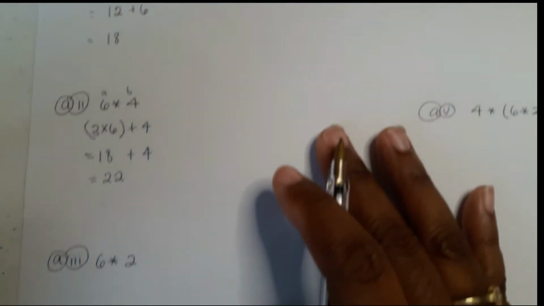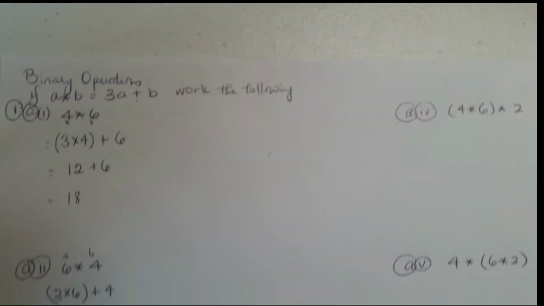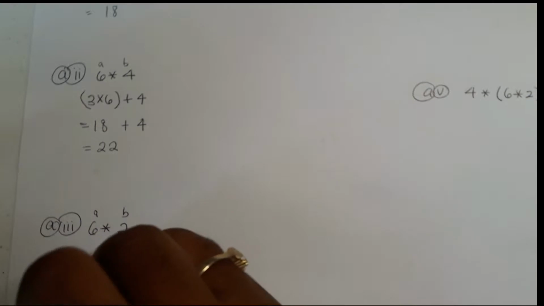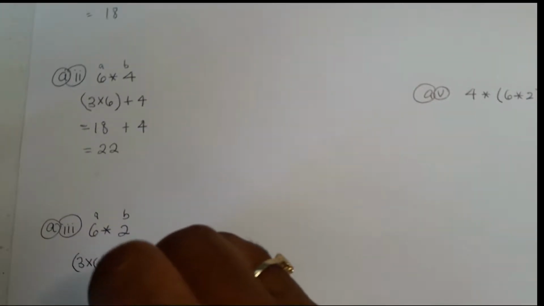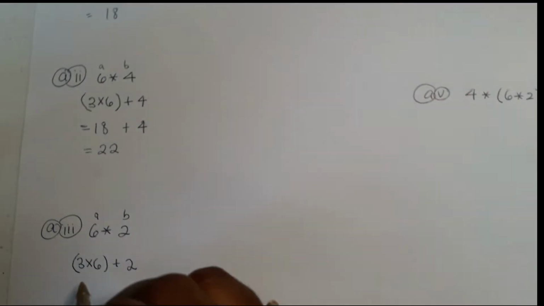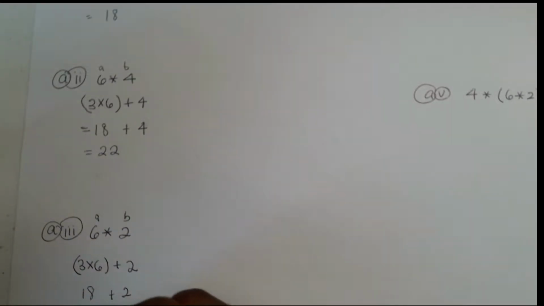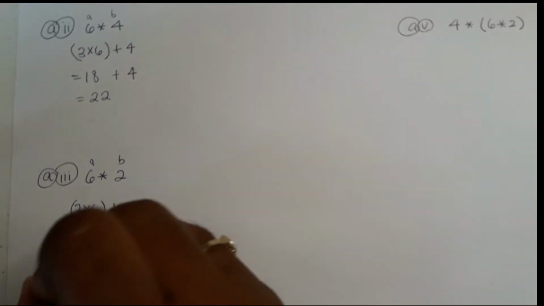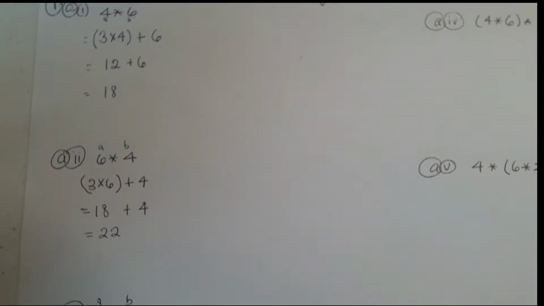Okay. And again, we're going to put A, B. And remember, the operation is 3A plus B. That is the operation. So we're going to say 3 times 6 plus 2. And so 18 plus 2 is equal to 20. Okay? So we should have all of that.